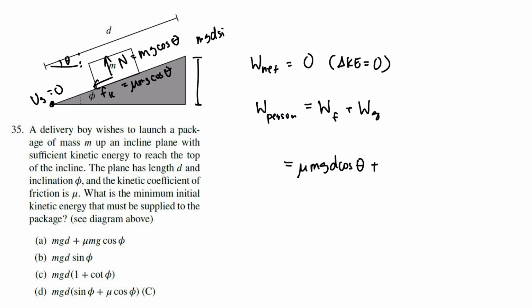So mgd sine theta. If we add those together, we get option D. We're just factoring out mgd from both of them. We get mgd times sine phi plus mu cosine phi.